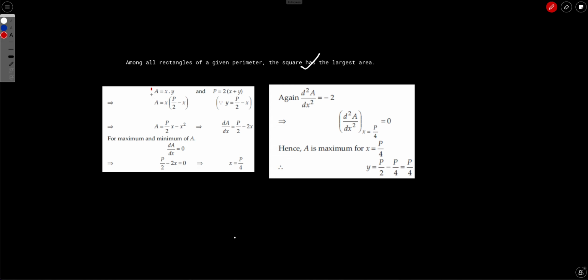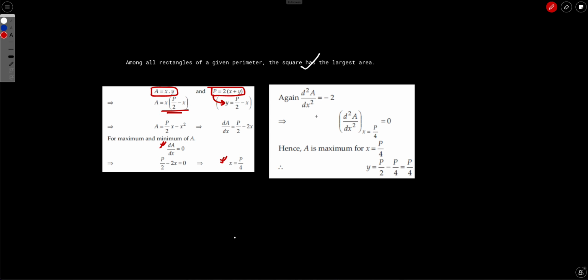So area is x cross y, and the perimeter is 2 into x plus y. Now we arrange x in terms of y, or y in terms of x, and then put it in the area. If you want this area to be maximized, the differentiation of this area with respect to x should be equal to 0. After differentiating, we get x equals p by 4. And if you remember, after double differentiating, if the value is less than or equal to 0, then it is maximized, otherwise it is minimized.